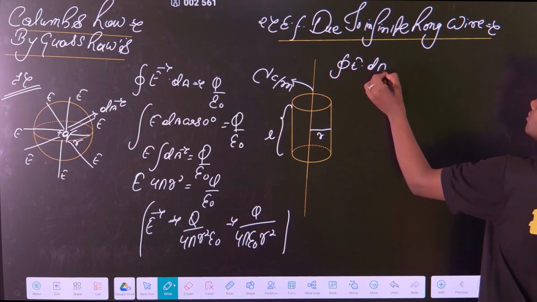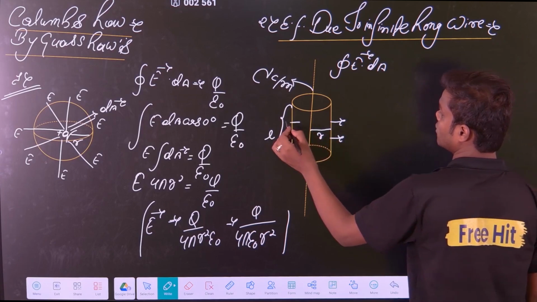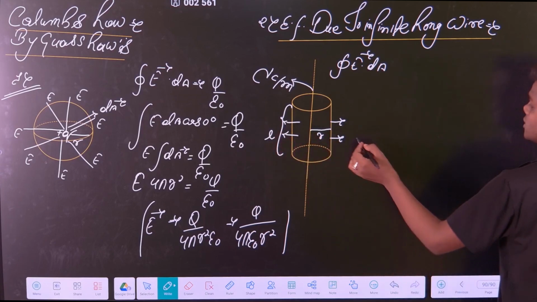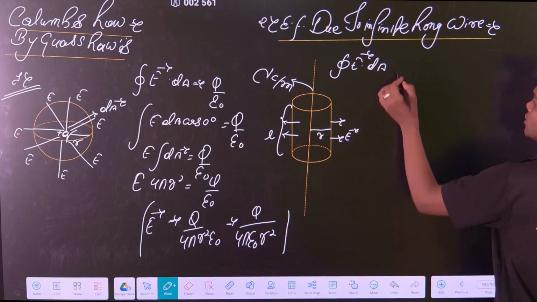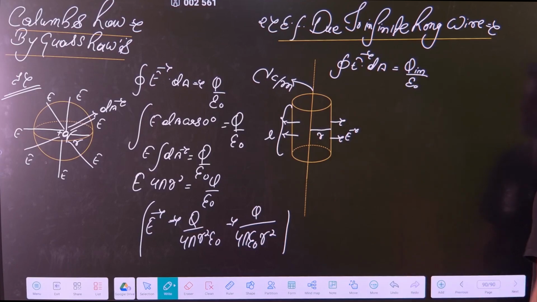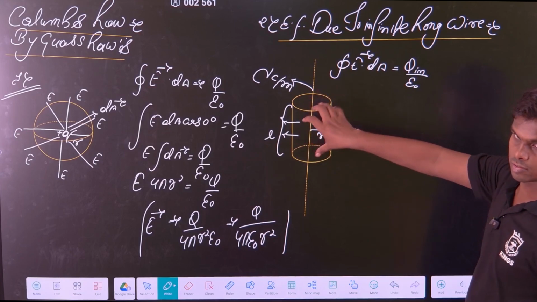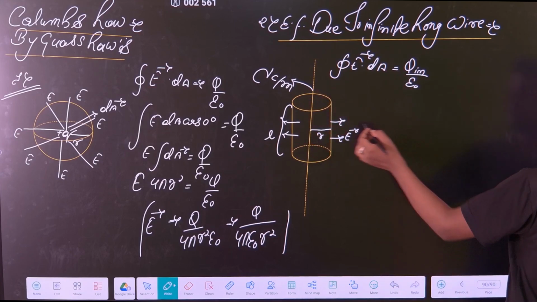Integral E dot dA. The electric field will be like this, correct? Yes or no? The electric field will be like this only. That is okay. Now E dot dA is equal to Q in by epsilon naught. First thing you have to tell me: on this surface the electric field will be constant, correct? That is obvious. What is the dA vector?